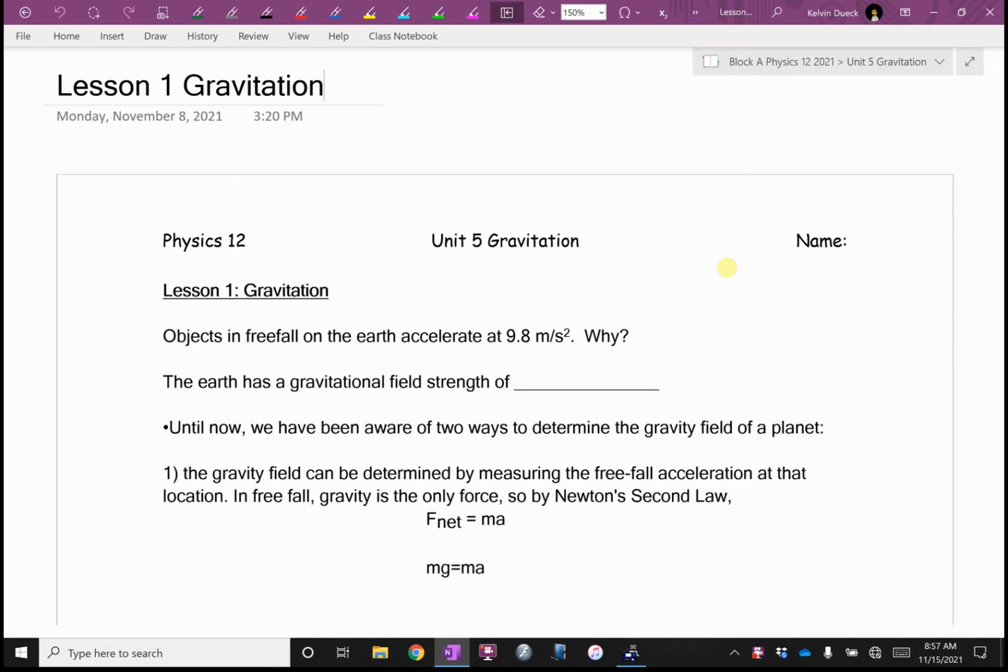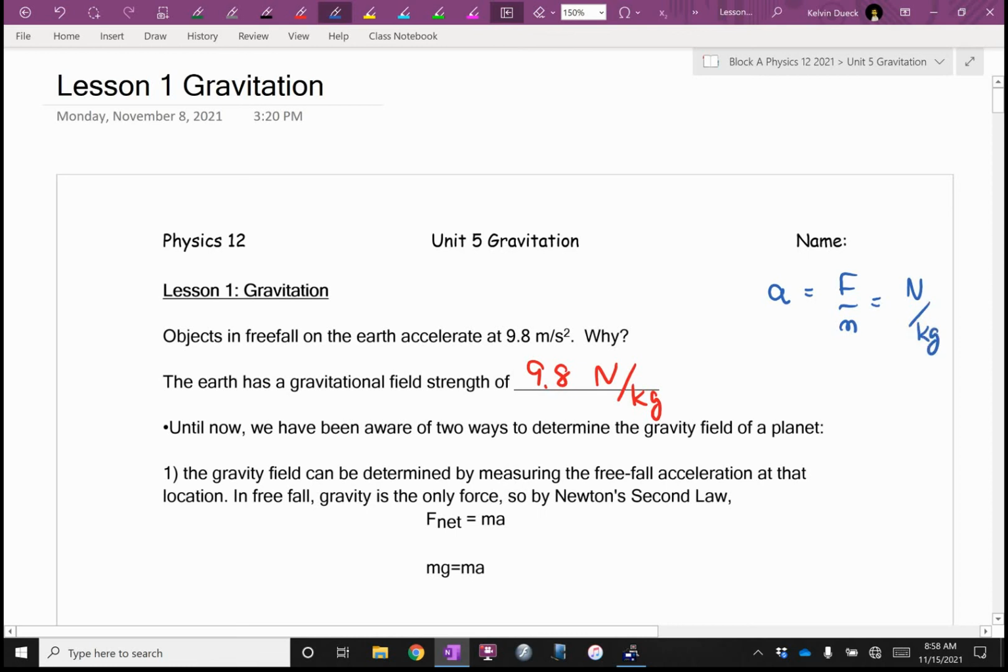Okay, why? The reason that they accelerate at 9.8 meters per second squared is because the Earth has a gravitational field strength of 9.8 newtons per kilogram. The Earth pulls on every kilogram of mass with 9.8 newtons of force. F equals what? Get the a by itself, please. a equals, when we're talking about forces, a equals F over m, which is newtons per kilogram.